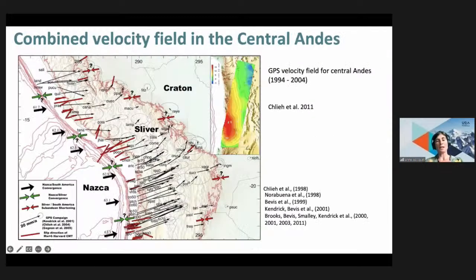And eventually, about 10 years ago, Mohammed took all these velocities and gathered them.